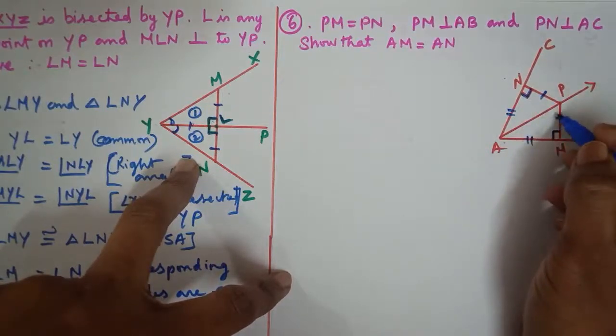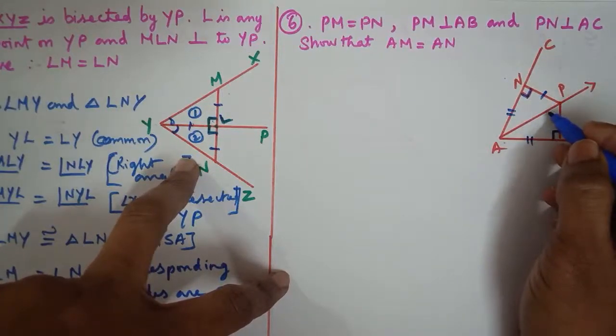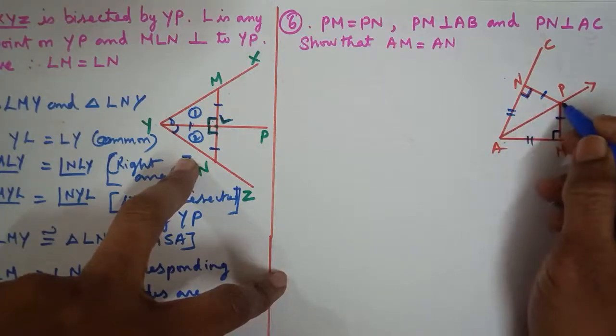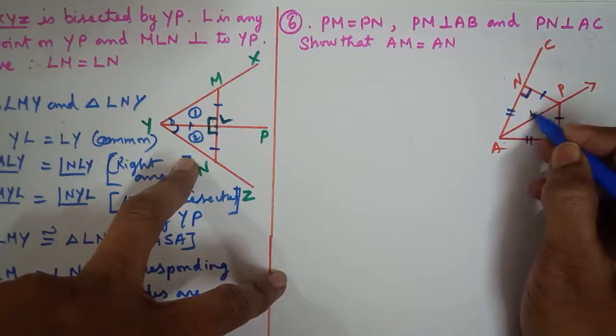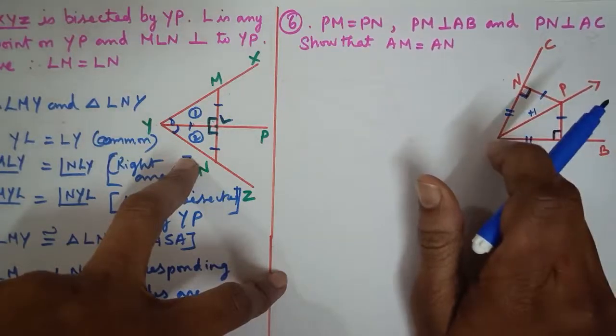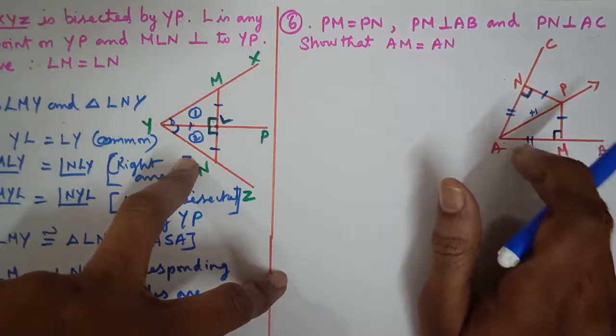Here in this question, we can use the RHS congruence. Just think, students, listen, this is the common side, that means hypotenuse. This will be the hypotenuse. Then this is one side and this is a right angle, so we can use the RHS rule here. Is it clear? We can use the RHS rule here.